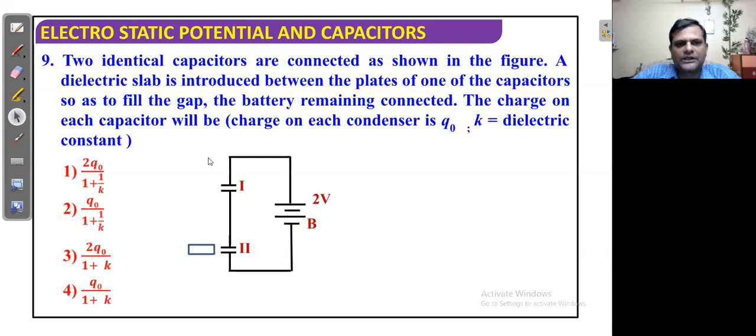That is, the two identical capacitors are connected as shown in the figure. A dielectric slab is introduced between the plates of one of the capacitors so as to fill the gap, the battery remaining connected. Okay, so we have kept the battery connected, and between the two plates of one capacitor we have put a dielectric slab so that the gap will be filled. The charge on each capacitor will be, yes. So let us crop this question first and take it on your board.